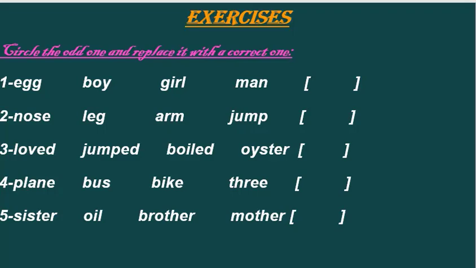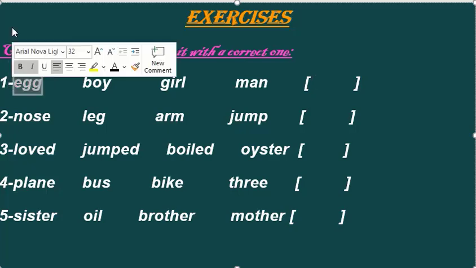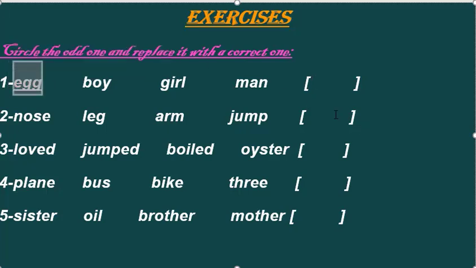We have here circle the odd one and replace it with the correct one. Number 1, egg, boy, girl, man. So the different one is egg, and we will replace it with, yes, woman. Number 2, nose, leg, arm, jump. So the different one is jump, and we will replace it with a part of our body like knee.